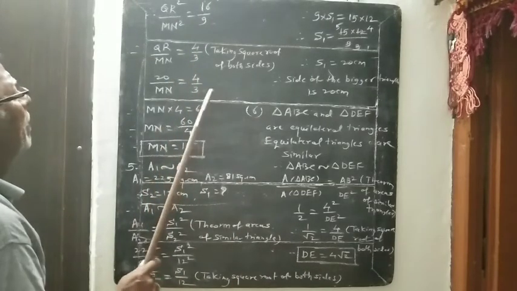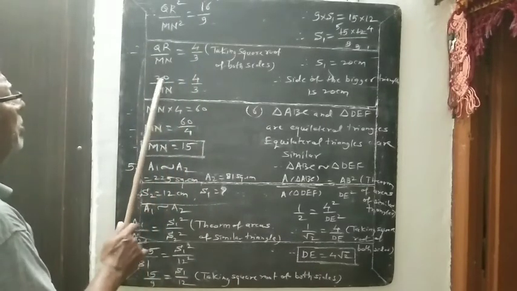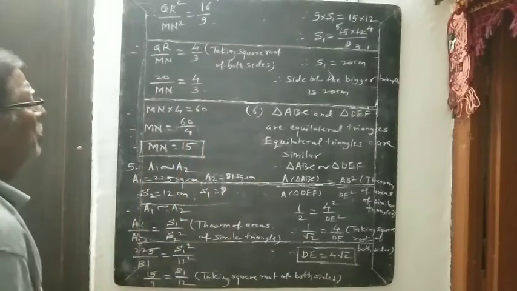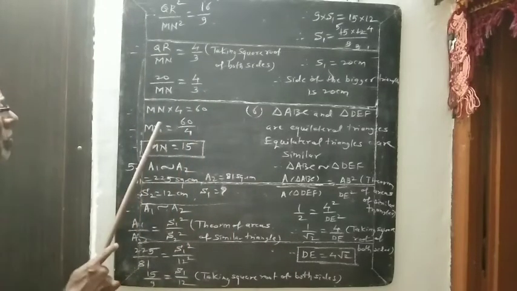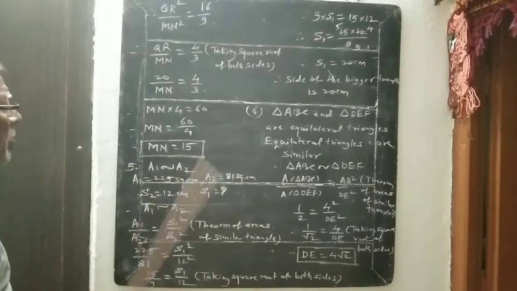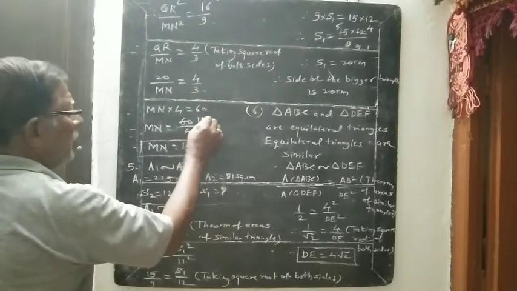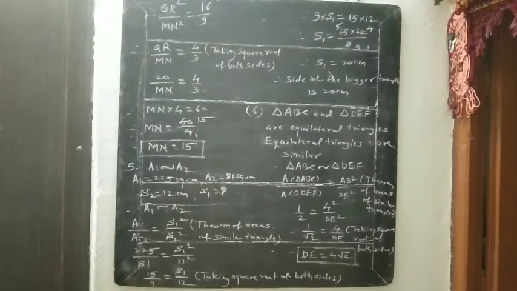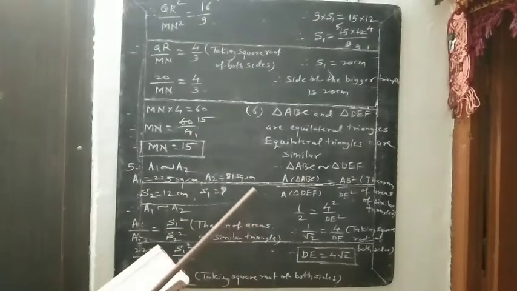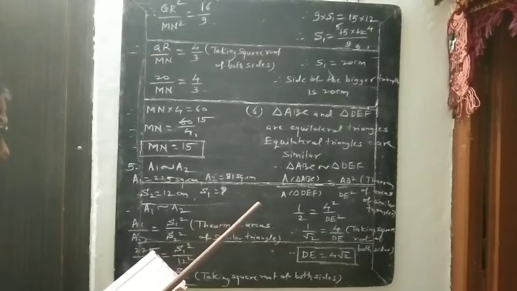4 upon 3. Then QR is given 20, so 20 upon MN is equal to 4 upon 3. Then by cross multiplication, MN into 4 is equal to 60. MN is equal to 60 upon 4. 4 fifteens are 60. So MN is equal to 15. That is your example number 4.